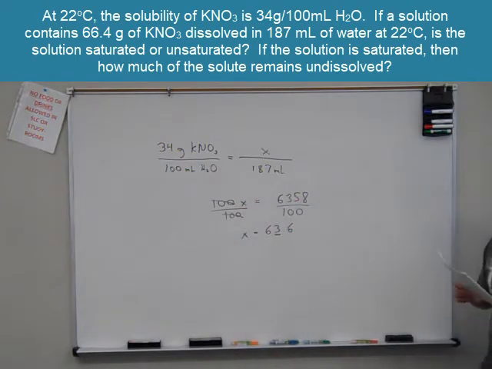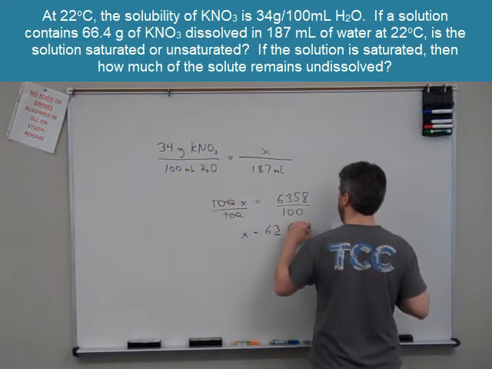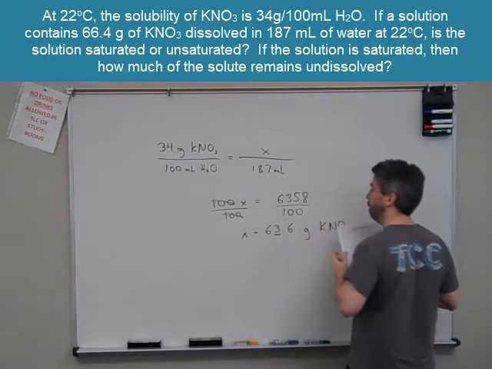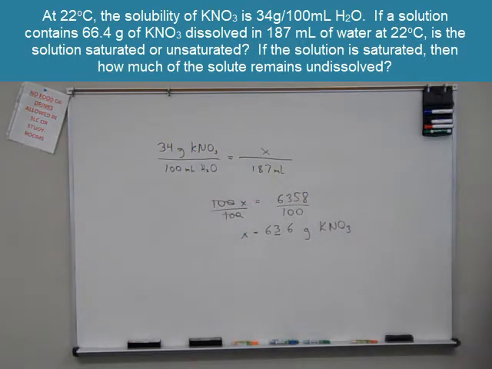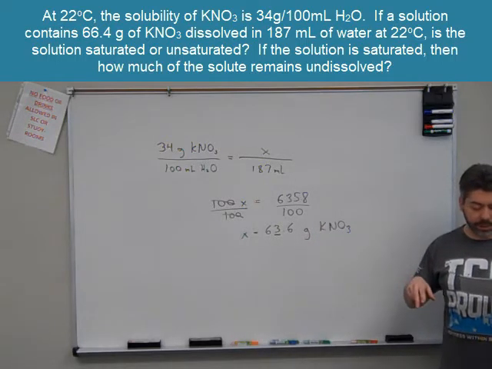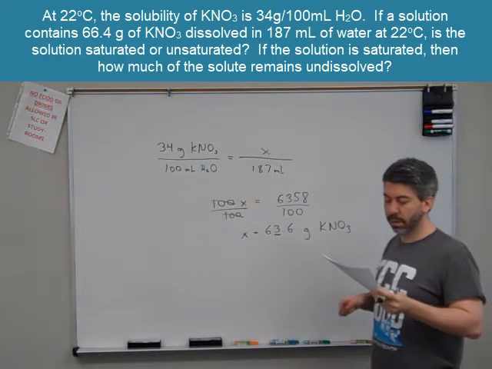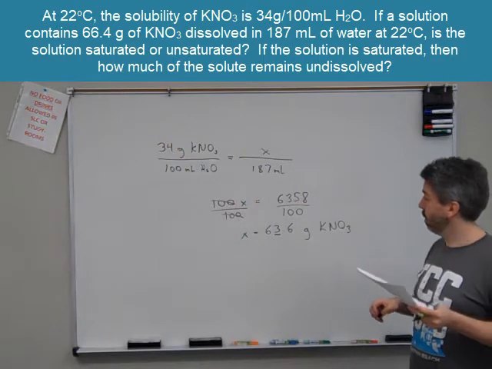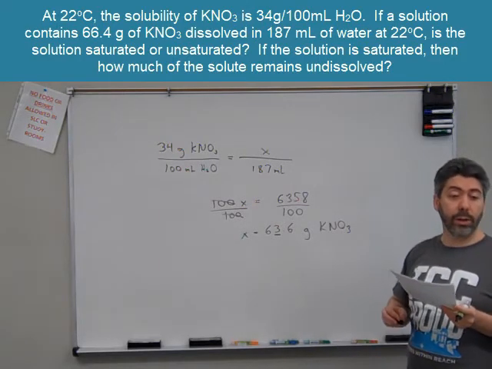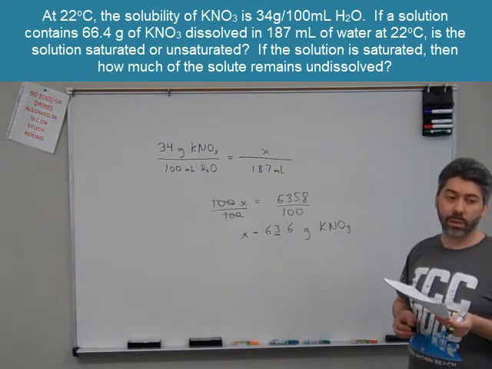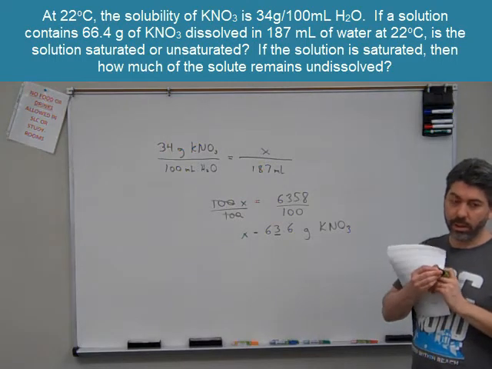Now that we see that this is the amount of KNO3 that can dissolve, how much did we put into the 187? So we have 34 there, but the maximum amount that we can dissolve is 63. So is it saturated or unsaturated? Or is it dissolved, because 34 dissolved completely in 63?